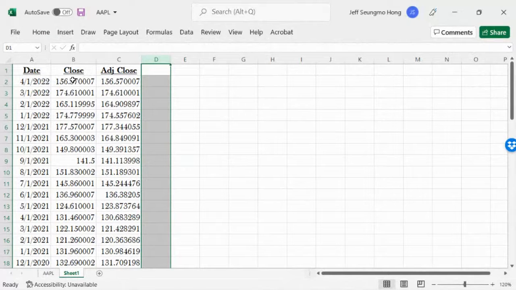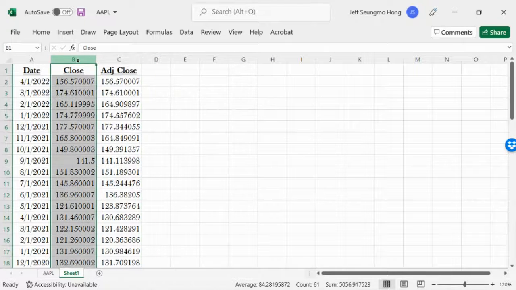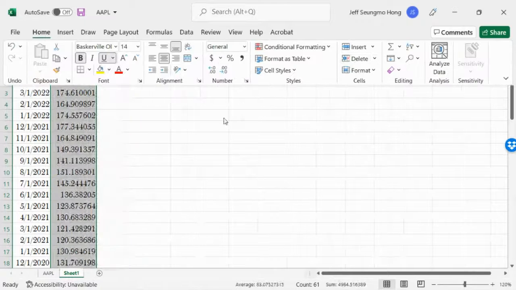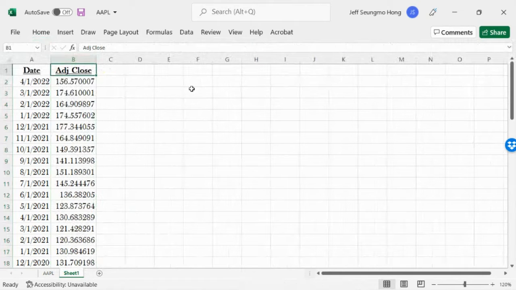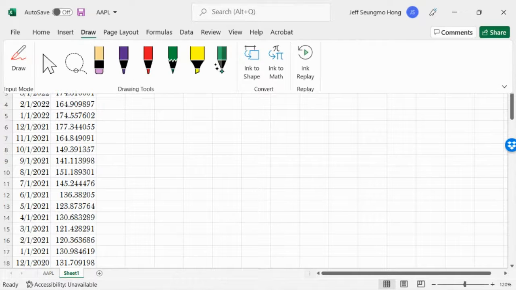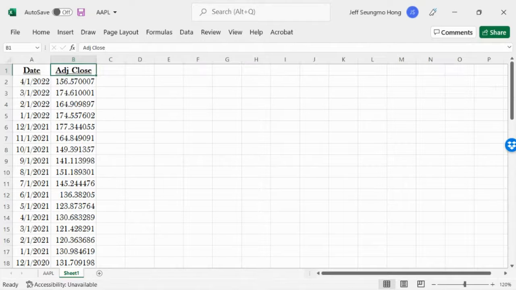Then what we are left with is close and adjusted close. Okay, between the two, I use adjusted close. Why? What's the difference? So I'll delete the close. And what's the adjusted close? It's adjusted for stock splits and dividends.